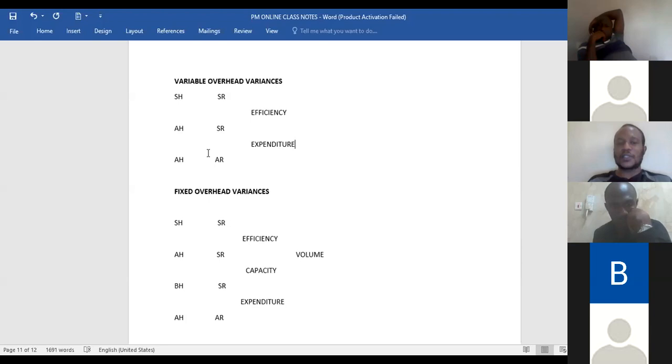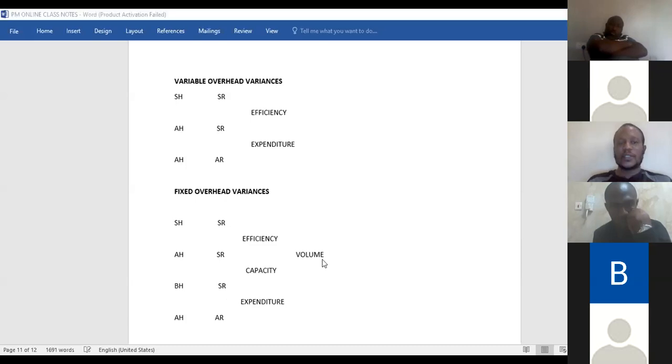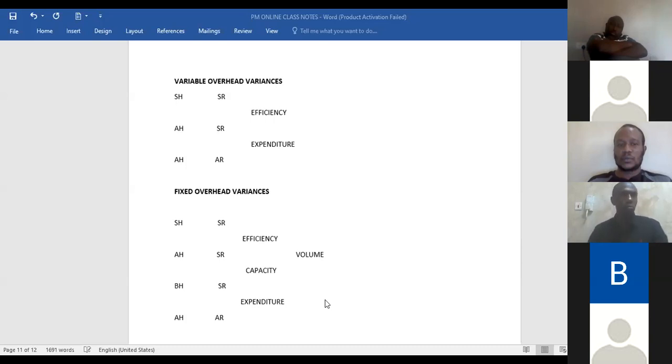So if you look at our variable overhead variance, what we've just done is to put something under the second one, and it still remains the same as the original performer. And we said our volume variance is 1 minus 3, because our efficiency variance is 1 minus 2, and our capacity variance is 2 minus 3. And so then 3 minus 4 now, because of the adjustment, is expenditure. So we'll practice this going forward.